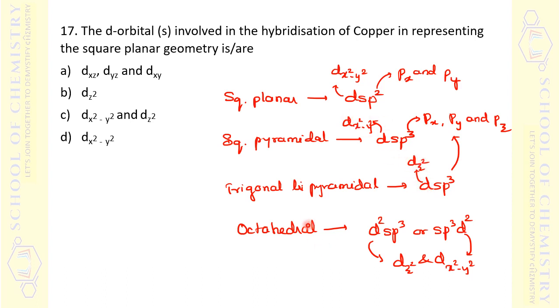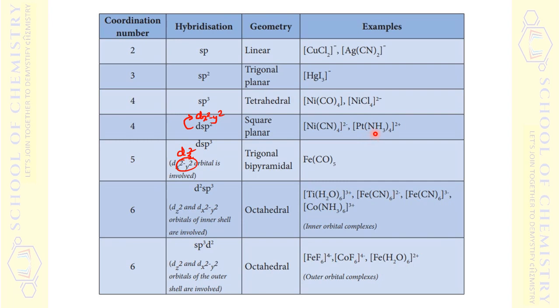Note this difference. Octahedral, you might know d2sp3 if it is an inner orbital complex, and sp3d2 for an outer orbital complex, but in both cases the d orbitals involved are dz square as well as dx square minus y square. Both will be participating, right? So as I told you, I have provided extra information with examples. Just go through this and you can note down hybridization and other details, right?